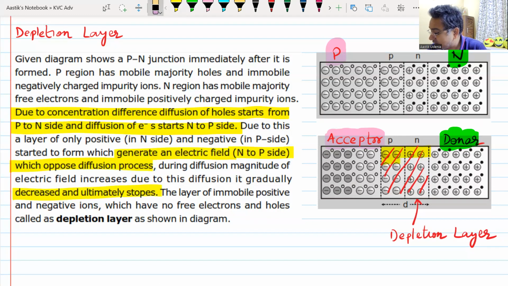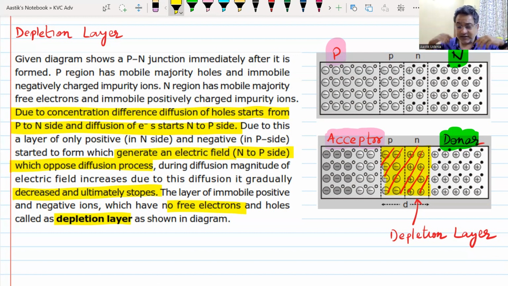I hope you can see this yellow color. You can see this yellow region where the n-type and p-type cancel out each other, and in this region there is effectively no free electron or hole. This region is known as the depletion region. Do we understand what we mean by depletion region?